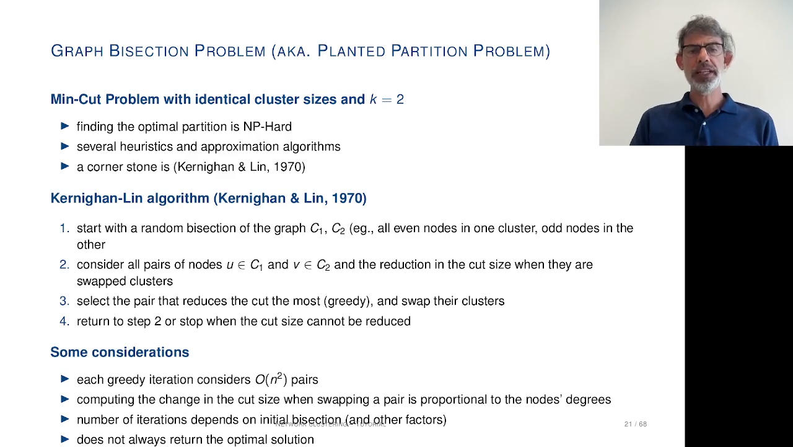Each greedy iteration considers all pairs, that's in the order of n squared. Computing the change in the cut size when swapping a pair is proportional to the nodes' degrees, so it's not so expensive. The number of iterations of this algorithm depends on the initial bisection and other factors. And this is just an approximation, it's just a heuristic. The algorithm does not always return the optimal solution, given that this problem is NP-hard.